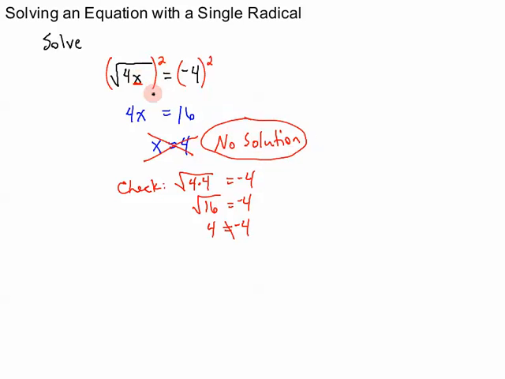Now let's go back to the original problem. We're saying that the square root of something equals a negative number. If you recognize that square roots will never give you a negative number, you could immediately say there is no solution. Typically you're not in the right mindset though, so you're going to go ahead and square both sides, and then you have to remember to check your answer, and then you can eliminate it and say there is no solution.